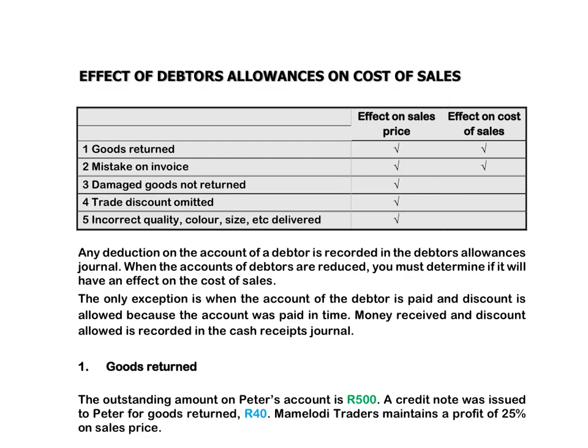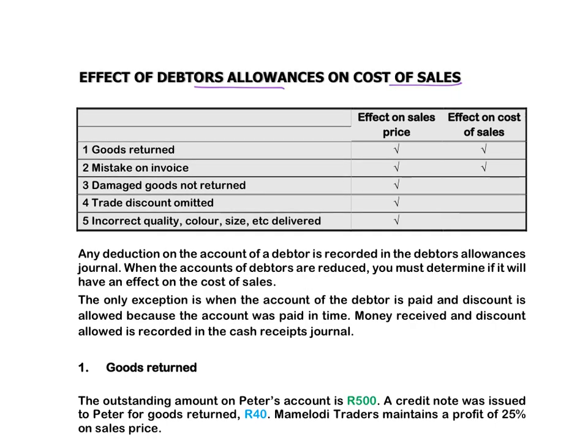Good morning. We will pay attention to the effect of debtors' allowances on cost of sales. When you reduce the debt of a debtor, you will record it in the debtors' allowances journal. Goods returned by the debtor means that you will have to do two double entries. One at the sales price to show that there's debtors' allowances and that the sales will decrease, and this will also have an effect on cost of sales because the goods are received back and it increases the inventory.